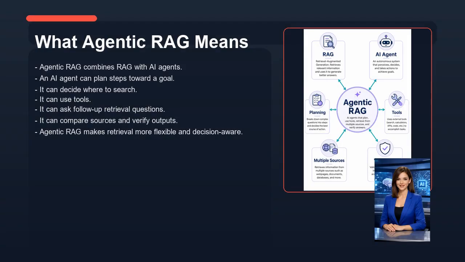Now let's look at what Agentic RAG means. Agentic RAG combines RAG with AI agents. An AI agent can plan steps toward a goal. It can decide where to search. It can use tools. It can ask follow-up retrieval questions. It can compare sources and verify outputs. Agentic RAG makes retrieval more flexible and decision-aware.